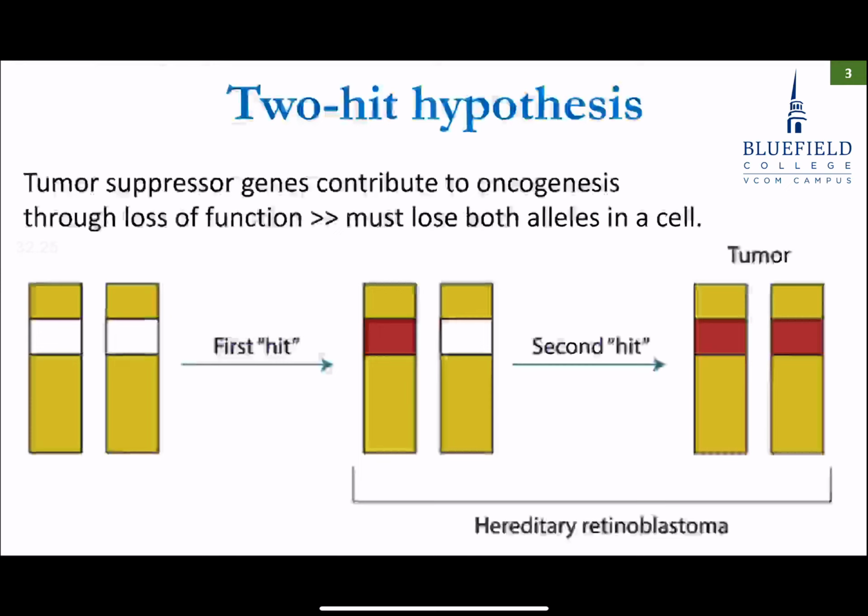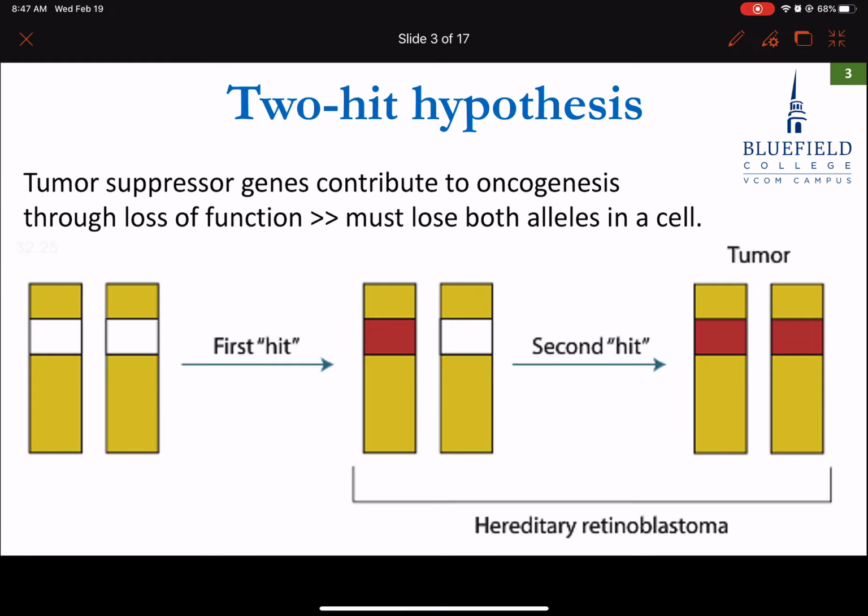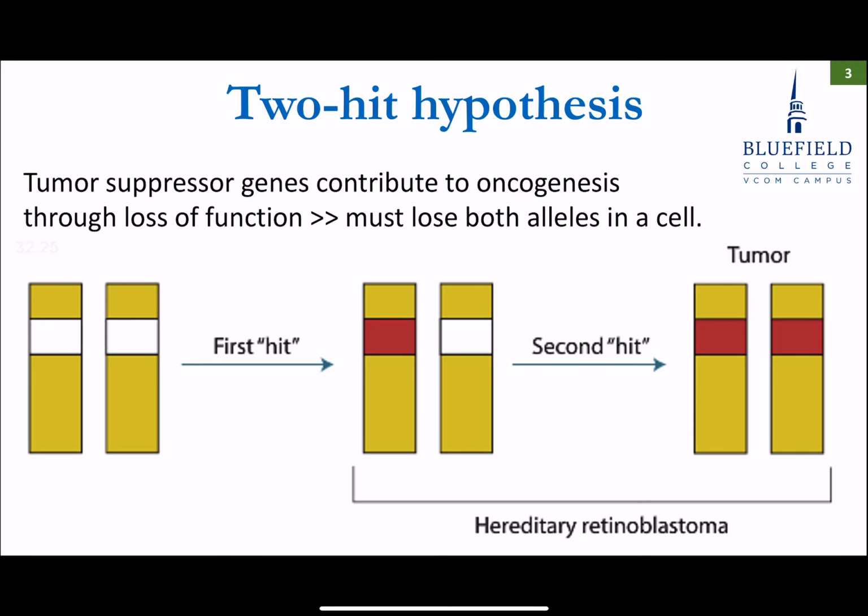So here's the first hit, the first mutation. We have two alleles for the tumor suppressor gene, and the red one is the mutation. It's a somatic mutation. And then there's a second hit, which leads to tumor. But the first hit doesn't really produce the tumor itself, it makes a person a carrier.